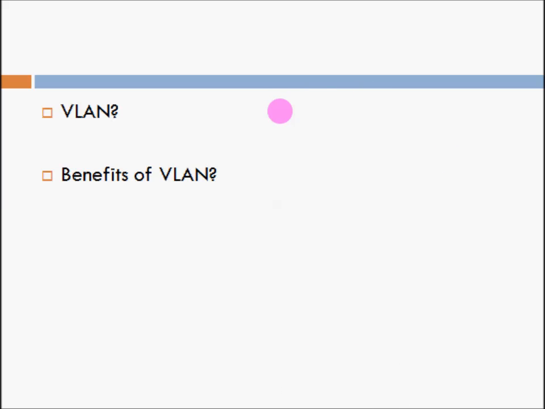VLAN, also known as virtual LAN. It is a grouping of network devices that is not restricted to a physical segment or switch. It can be configured on most switches to restructure broadcast domain.